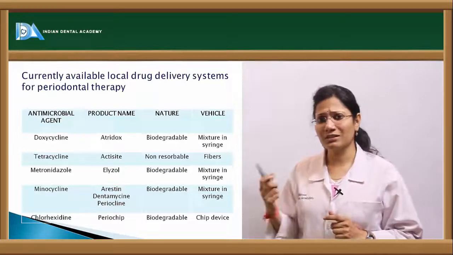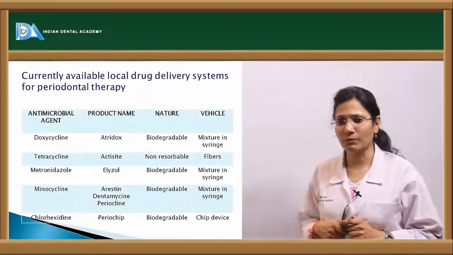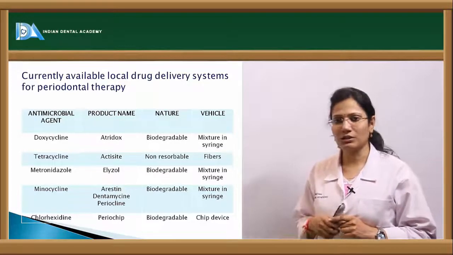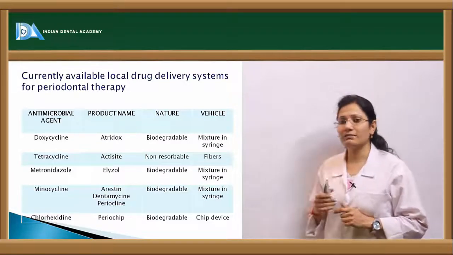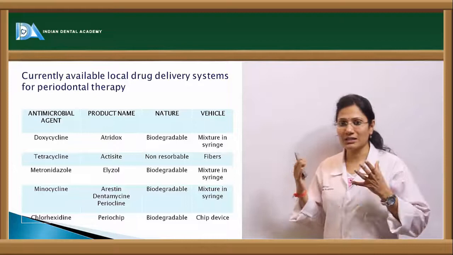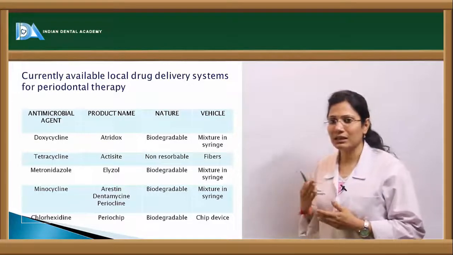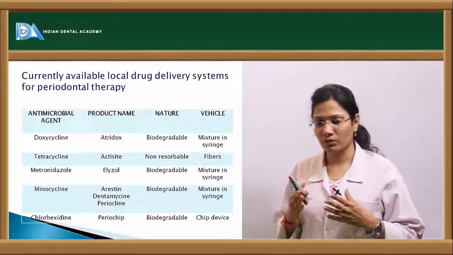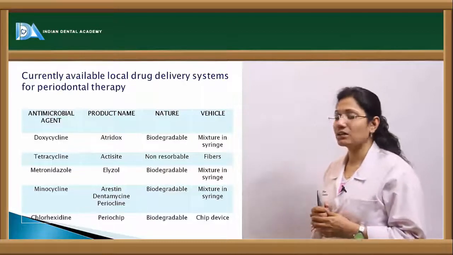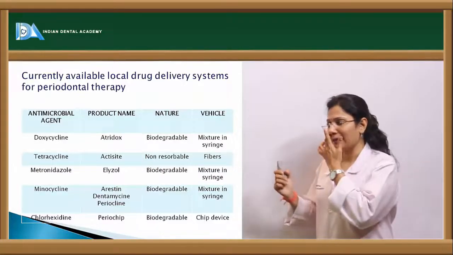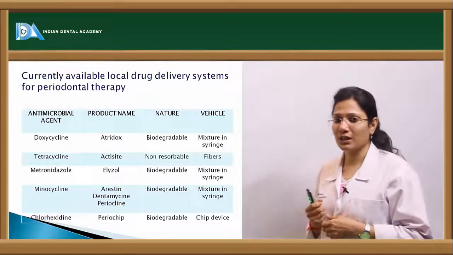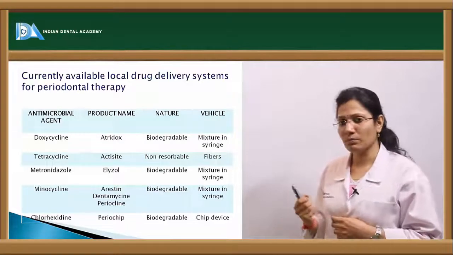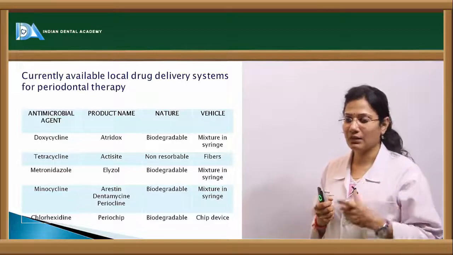What are the currently available local drug delivery systems for periodontal therapy? You have doxycycline in the form of Atridox, which is bioresorbable and is available as a mixture in a syringe. And then tetracycline, whose trade name is Actisite, is a non-resorbable one, and the vehicle is fibers. Metronidazole, the trade name is Elyzol, is a resorbable one, and it is available in a syringe form.